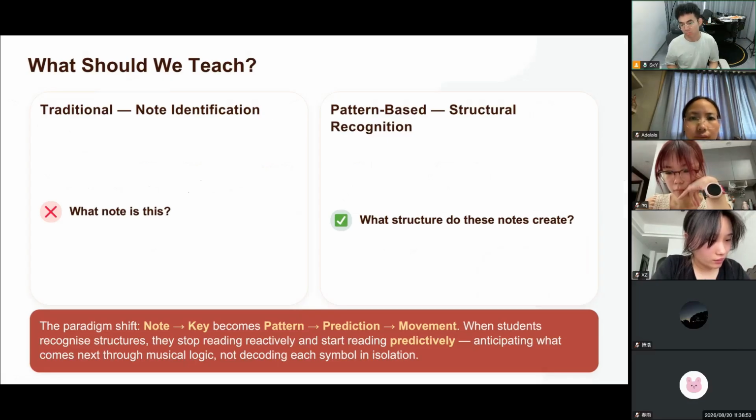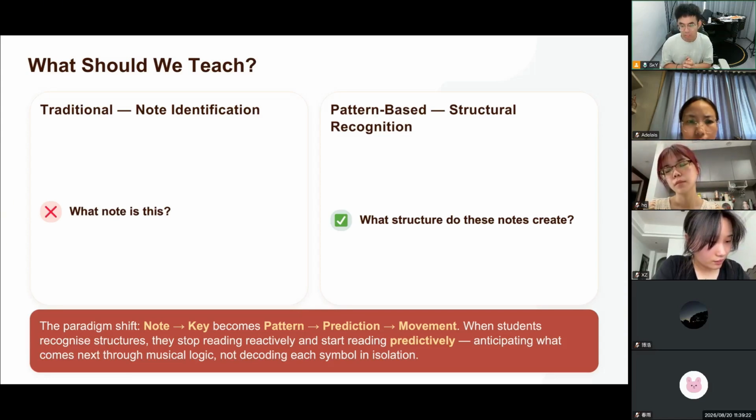In traditional teaching, we often focus on whether students can quickly find each note. However, truly effective music reading is not just about recognizing notes. Students also need to understand the relationships between notes, music structure, and repeating patterns. So teachers should not only ask, what is this note, but also guide students to think, what structure do these notes form?